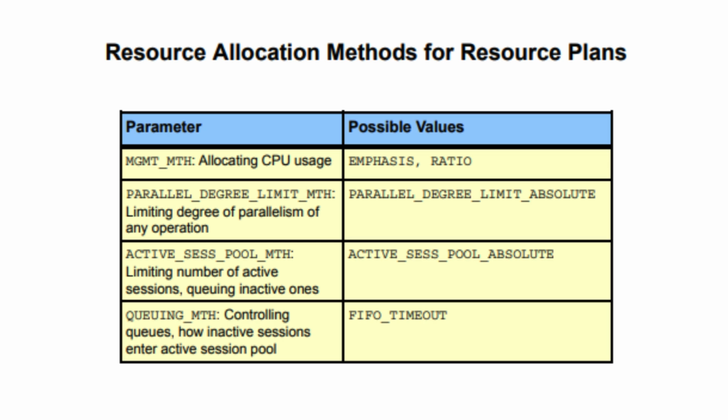The ACTIVE_SES_POOL_MTH parameter limits the number of active sessions. All other sessions are inactive and wait in a queue to be activated. The only available method for this parameter is ACTIVE_SES_POOL_ABSOLUTE, which is its default value. QUEUING_MTH controls the order in which queued inactive sessions execute. FIFO_TIMEOUT is the default and only method available.